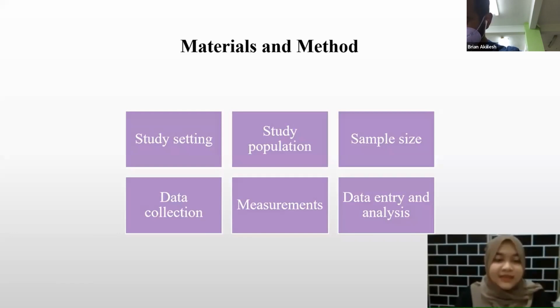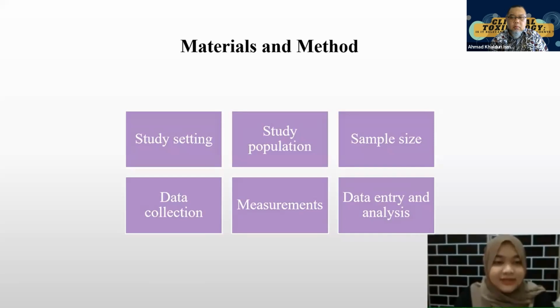And then for the sample size, we used the Krejcie and Morgan formula, which involved 169 samples of preclinical students at UNIMAS and 205 samples of clinical students at UNIMAS. The data was collected through Google Form, and the questionnaire was measured using a Likert scale. For data entry and analysis, the data were directly stored in Microsoft Excel Office 2019 and then imported to IBM SPSS 2020 for further analysis.